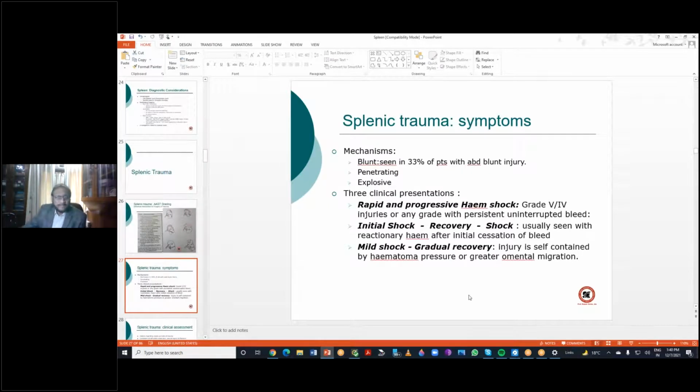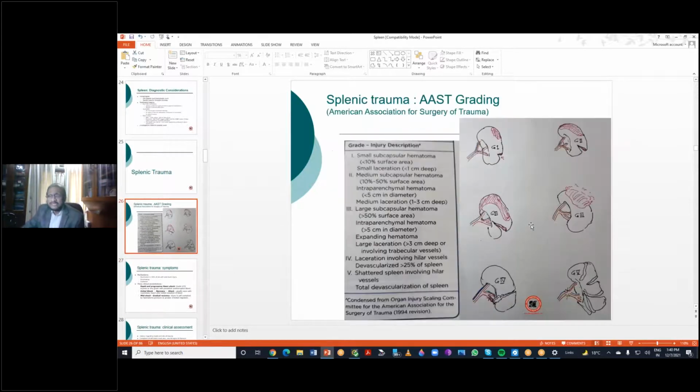Okay, so coming back. We're talking about the splenic trauma, and this is most important for us as surgeons. They can be graded into 5 types, and I've drawn a figure for you. Grade 1 is a small subcapsular hematoma involving less than 10% surface area, or a laceration less than 1 centimeter deep. So you can just read this up. I'm not going to waste time over this.